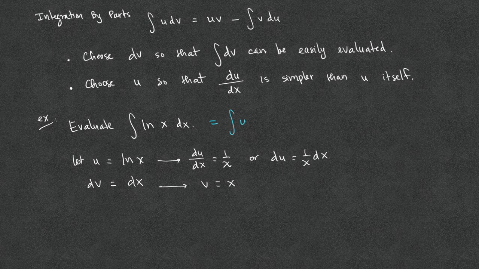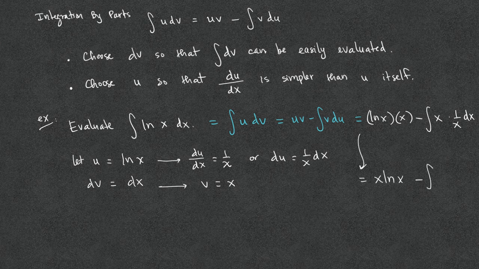This integral is now rewritten as u dv, which guarantees that the answer is going to be uv minus the integral of v du. Note that we rewrite ln of x dx as u dv. But u is ln of x and v is x, and du is 1 over x dx. Simplifying this, we have x times ln of x minus the integral of dx. The antiderivative of dx is x, so the answer is x ln of x minus x plus c.